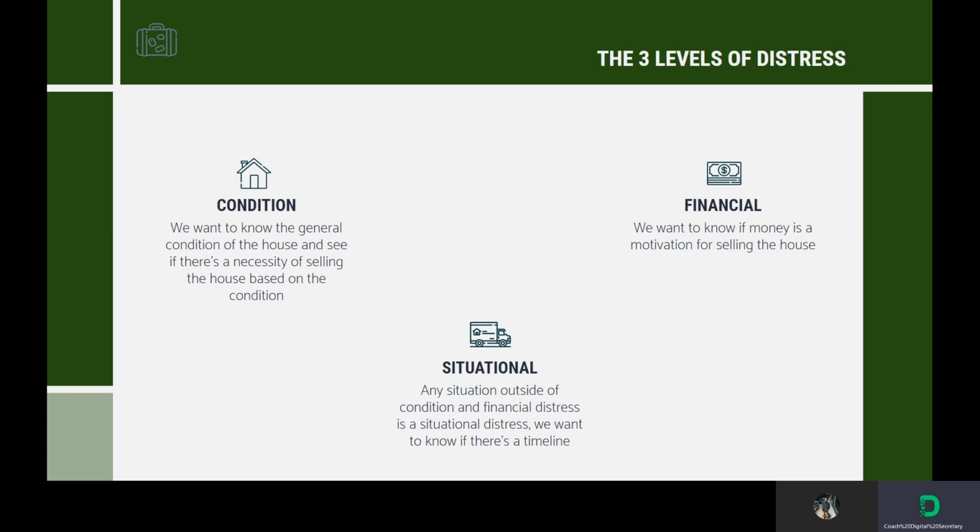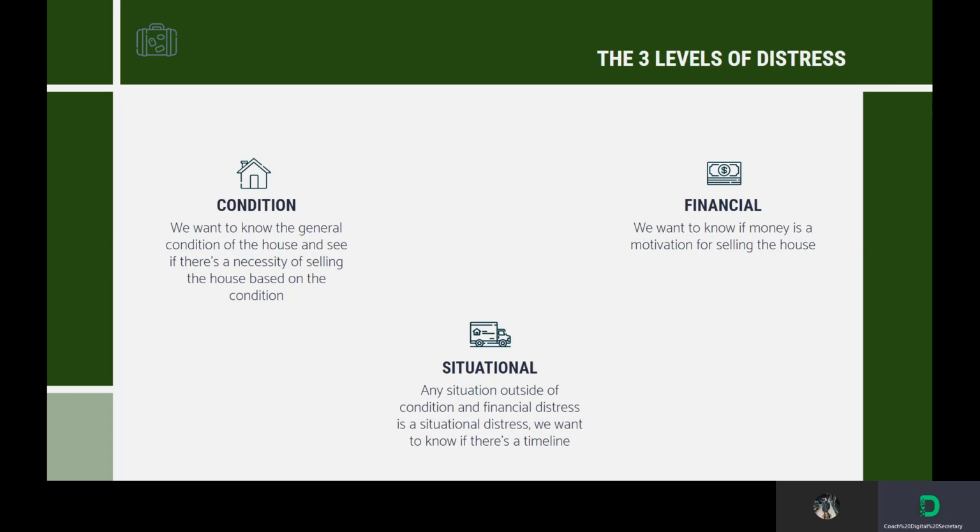Condition: if the house is in poor condition, that can increase the opportunities of closing the lead. Financial distress: we need to find people that can't afford to pay their mortgage, people that need the money for debts, people that have financial situations. Those are motivations for selling. If you have someone who desperately needs money for anything, that's financial distress. Perhaps they need to pay the bank, perhaps they are in debt, but they need the cash quickly.